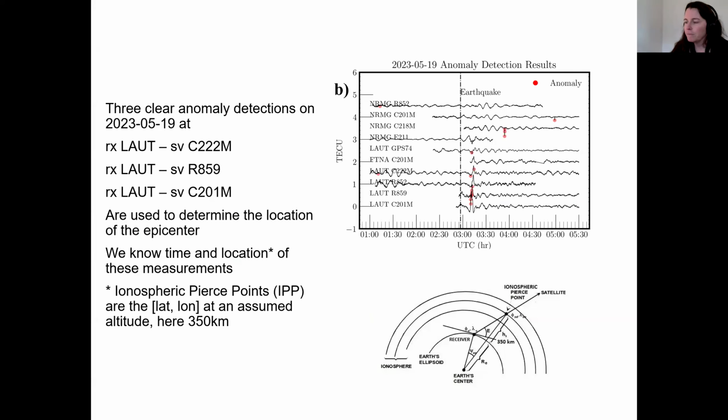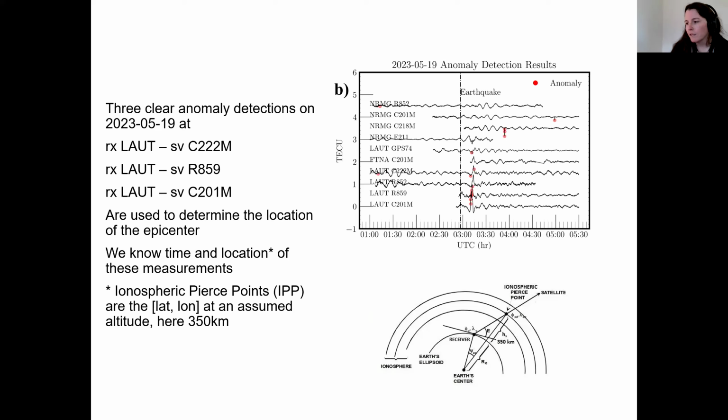And so we're going to use the May 19th event as our test run for this algorithm. We have clear detections at these three, the same receiver, three different satellites. And what we do know is the time of these events, and we know the location of these measurements. And I didn't mention it earlier, but Guardian also provides what's known as ionospheric pierce point for all their measurements.